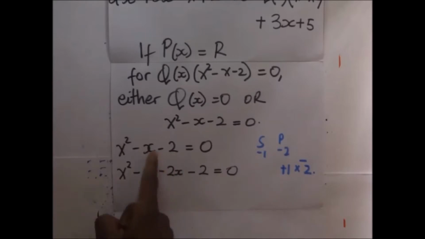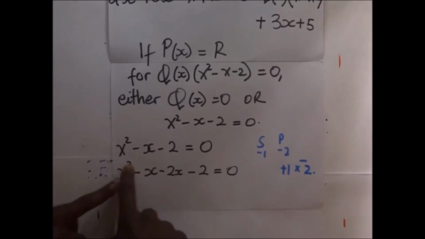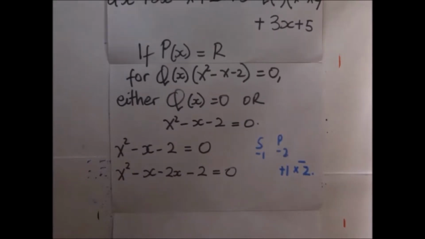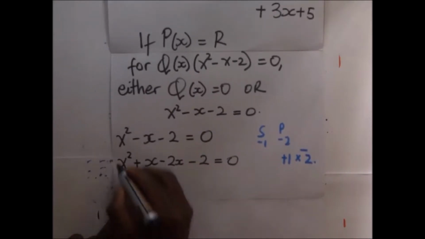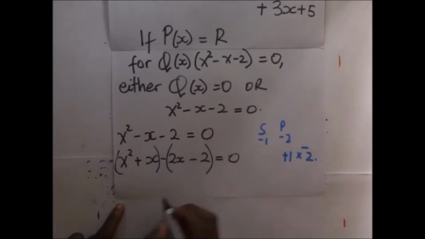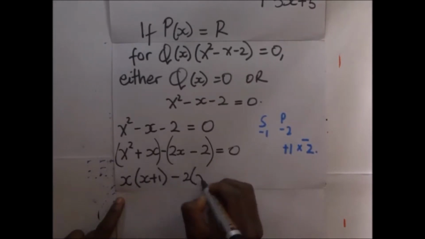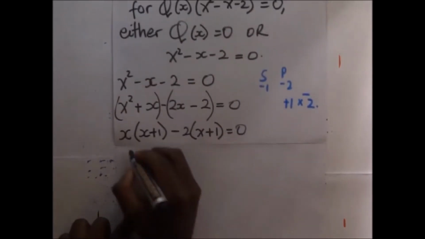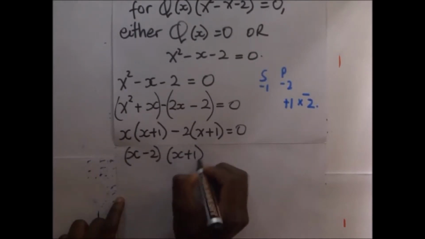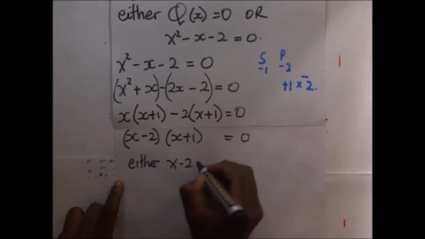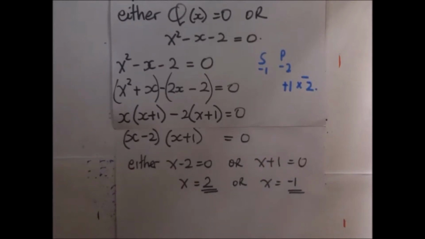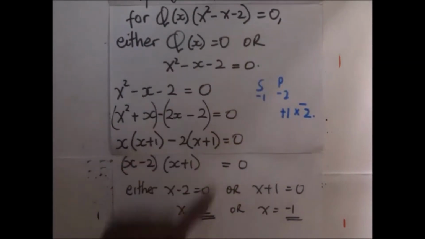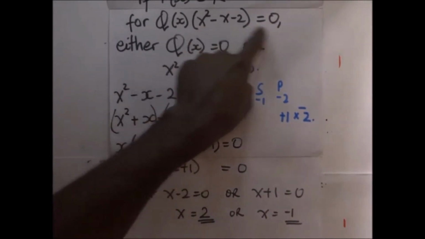So these two numbers are going to replace that middle term. So it's going to be x squared plus 1x, so it's supposed to be plus 1, minus 2x minus 2 is going to be equal to 0. So this becomes like that. So we have gotten our values of x for which this expression is equal to 0. When we substitute for 2 or negative 1 in this expression, we shall get 0.